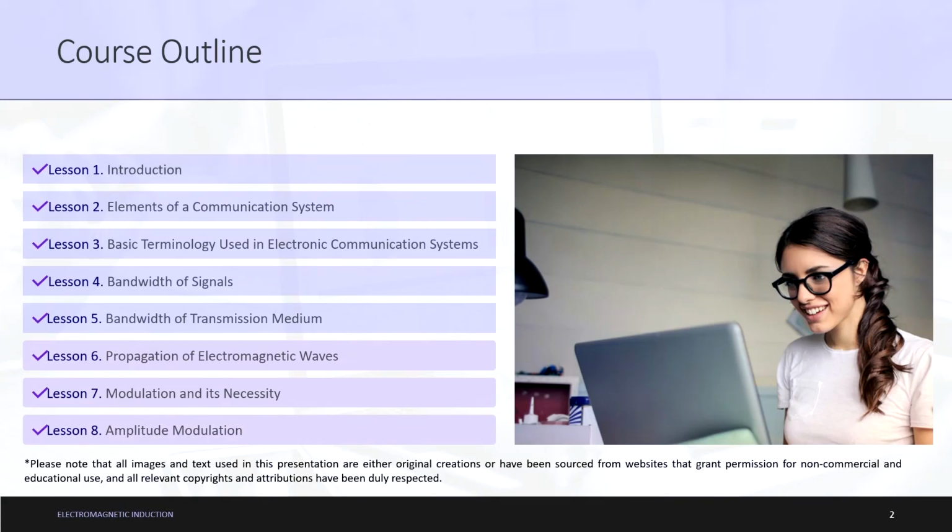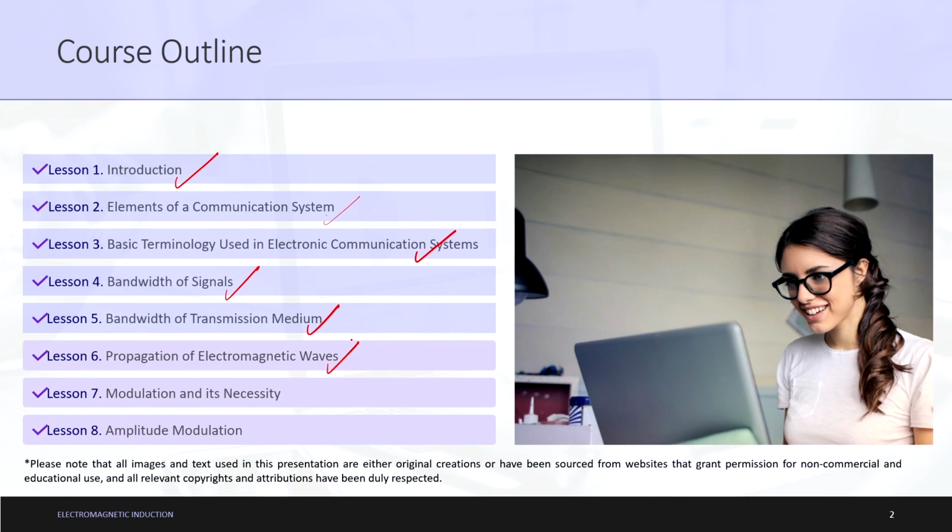So, the course outline, just for a quick basis for you, we will start with the introduction chapter: what are communication systems, what is the need of a communication system, what is the meaning of the word communication systems. Then we will go on with the elements of a communication system, what are the basic requirements for a communication system to fulfill its work. Then next is basic terminology used in electronic communication systems like transducers, receiver, what is an antenna, what is the use of an antenna, etc. Then a small new concept that is known as bandwidth of signals, what is the bandwidth of a transmission medium, everything will be dealt with in subsequent slides.